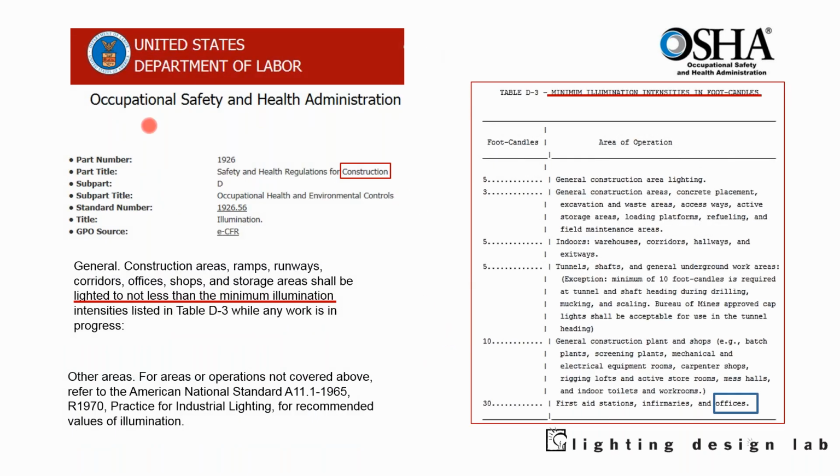OSHA, the Occupational Safety and Health Administration, has requirements for certain types of areas, like construction sites, as an example. The general construction area might require a certain amount of foot candles. Other areas might require more or less, depending on what kind of activities take place. Not less than the minimum illumination. So for instance, offices on a job site might require at least 30 foot candles, as an example. Those would be minimum foot candle levels.